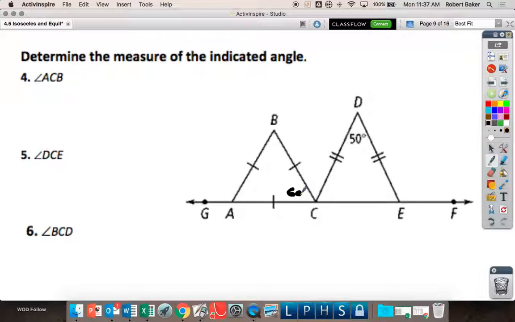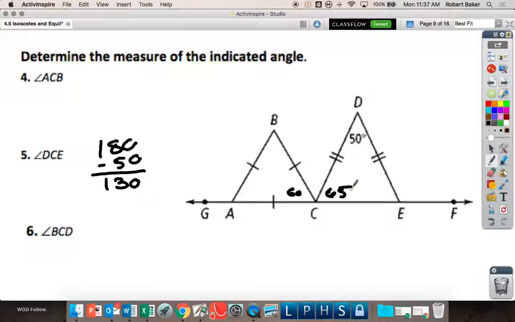How big is angle DCE? 65. I think. Yes, I need you to know for a fact. 65 degrees. 180 minus the vertex angle is 130. That means there is 130 degrees to split equally amongst the two congruent base angles. 65.